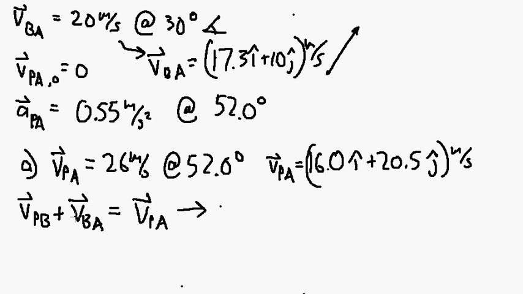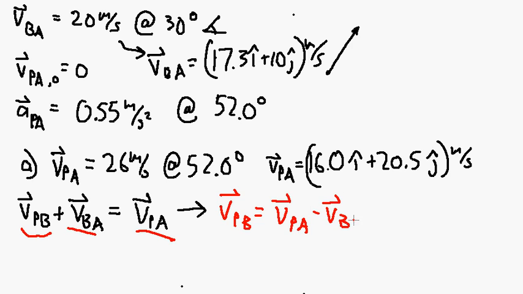Now that we got that set up, we can do whatever we want with the algebra. So we want to find this, and we know this and this. So let's rearrange it for the way we want it. VPB equals VPA minus VBA.